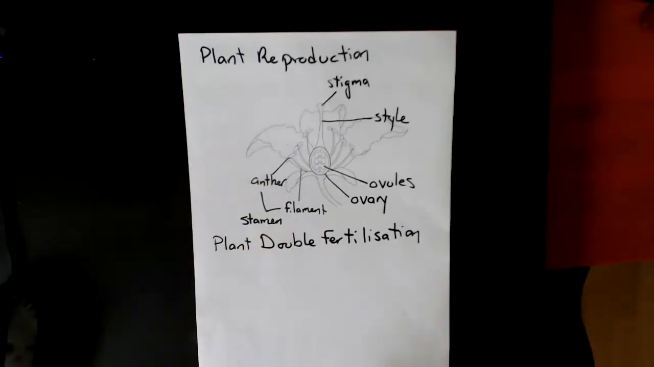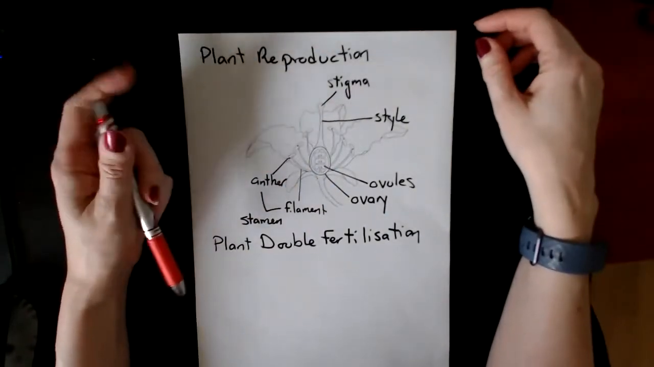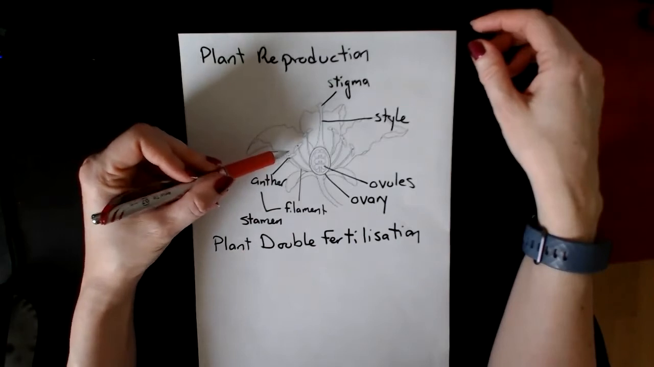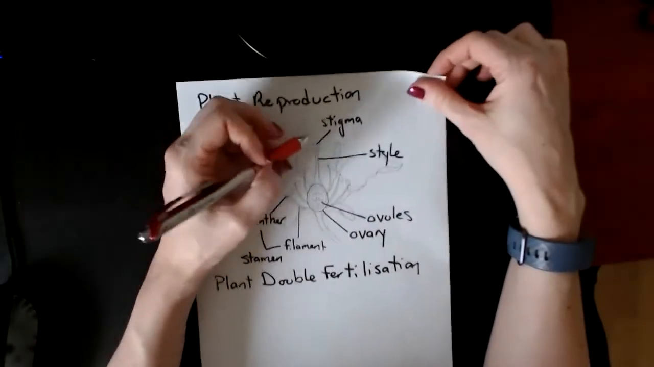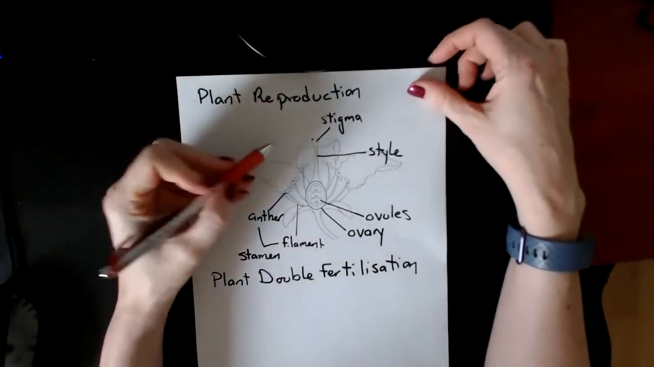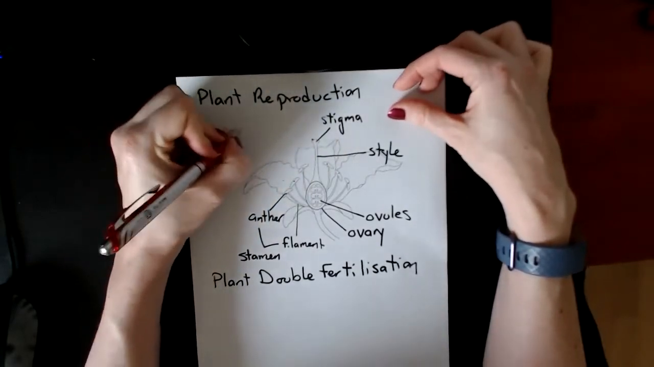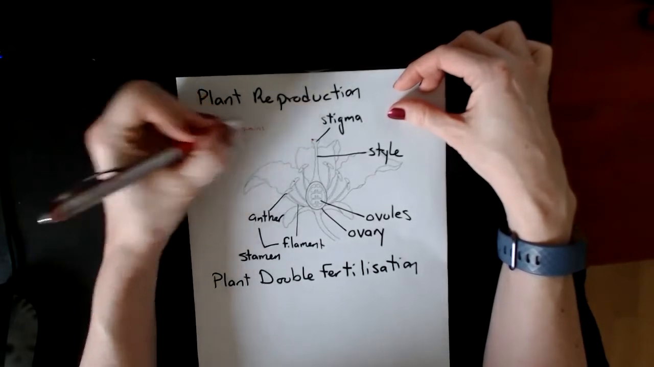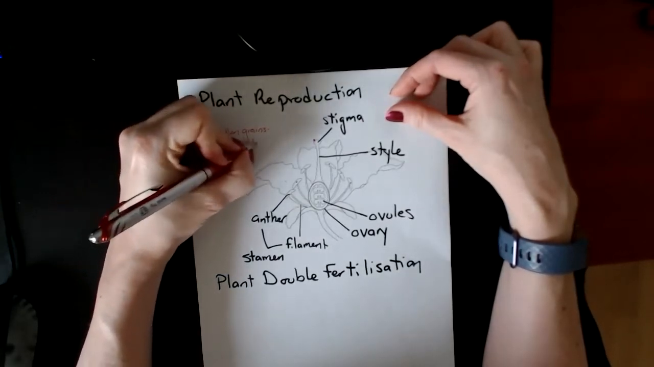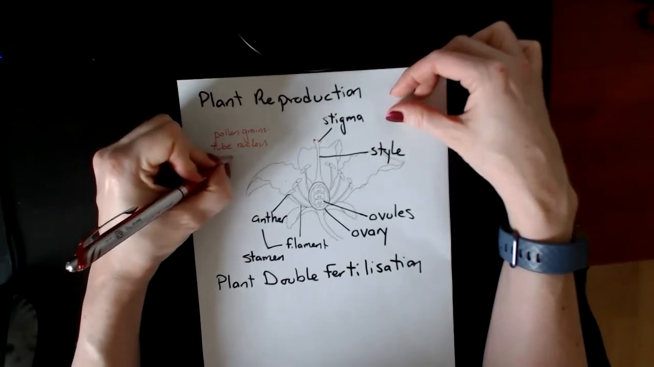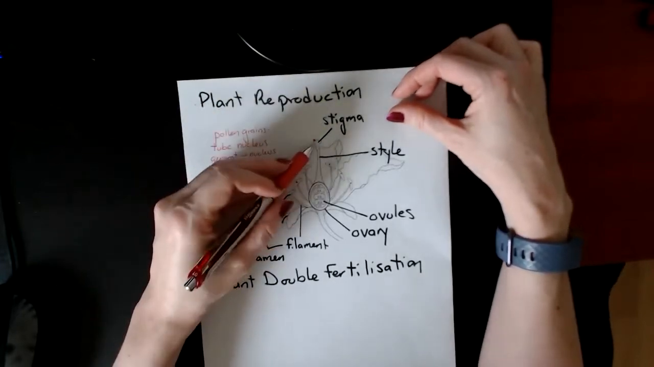So the first thing that happens in plant double fertilization is that pollen produced in the anther is moved and transported either by wind or by insect onto the stigma. So you get little pieces of pollen, okay, pollen grains that land on the stigma. And the pollen grains have two nuclei in them. They have what's called the tube nucleus and also what's called the generative nucleus. So there are two nuclei located within this pollen grain.